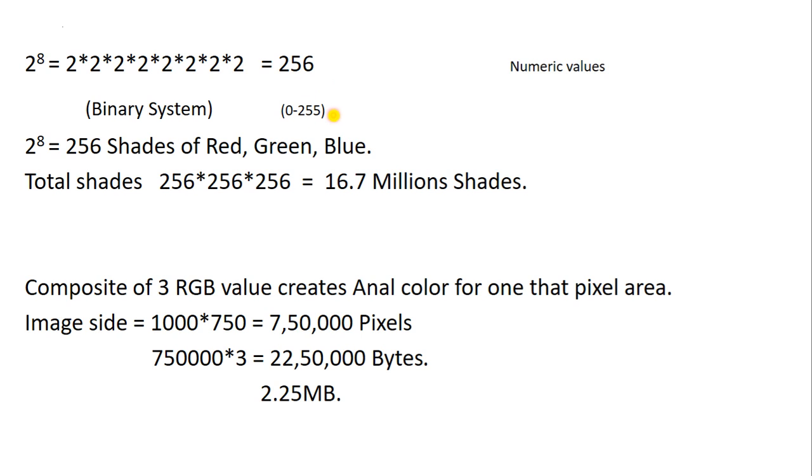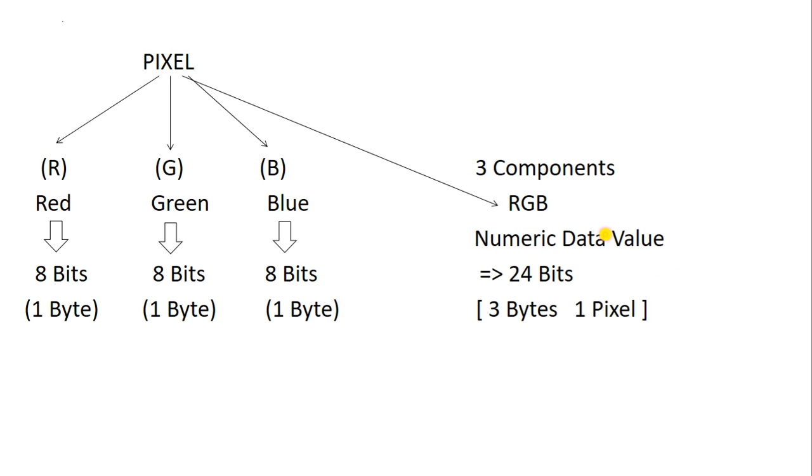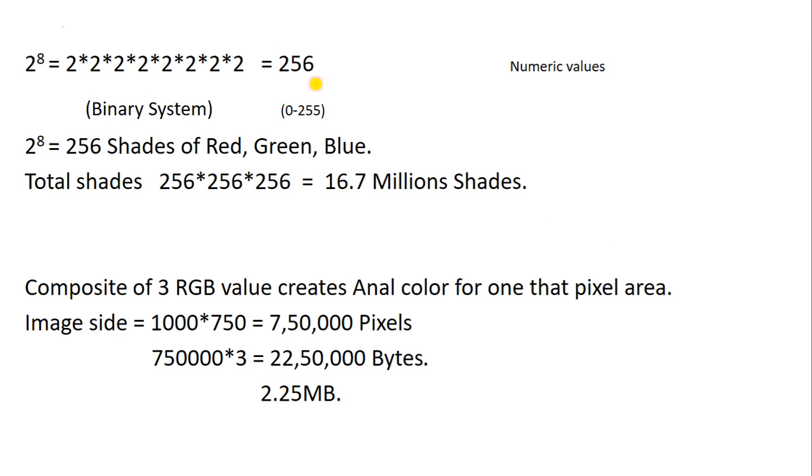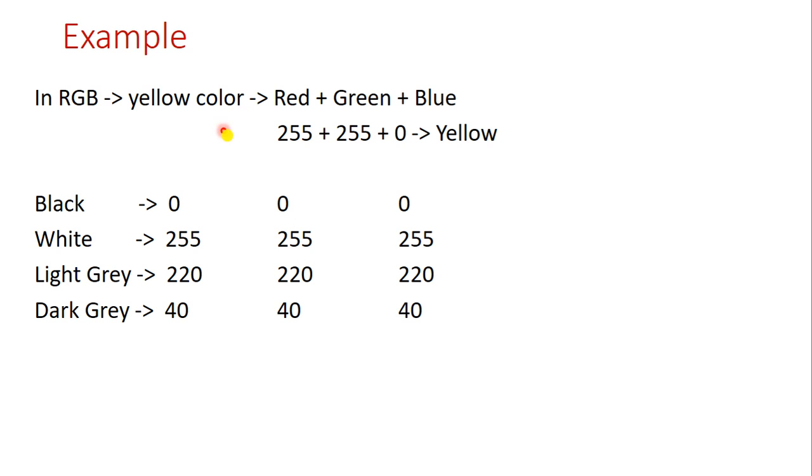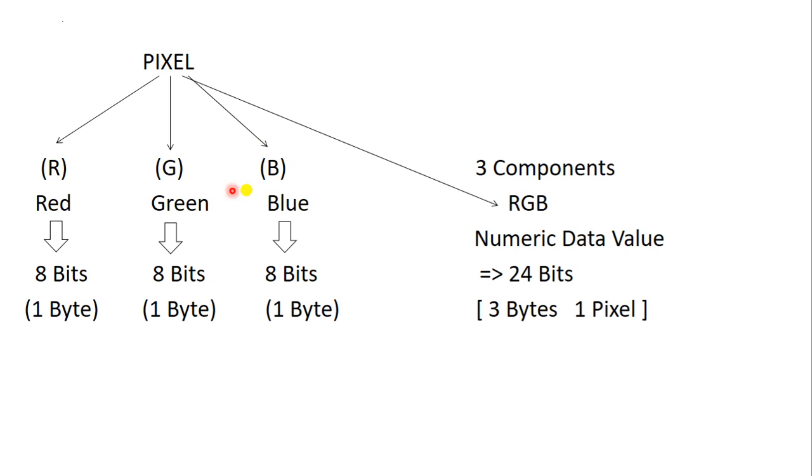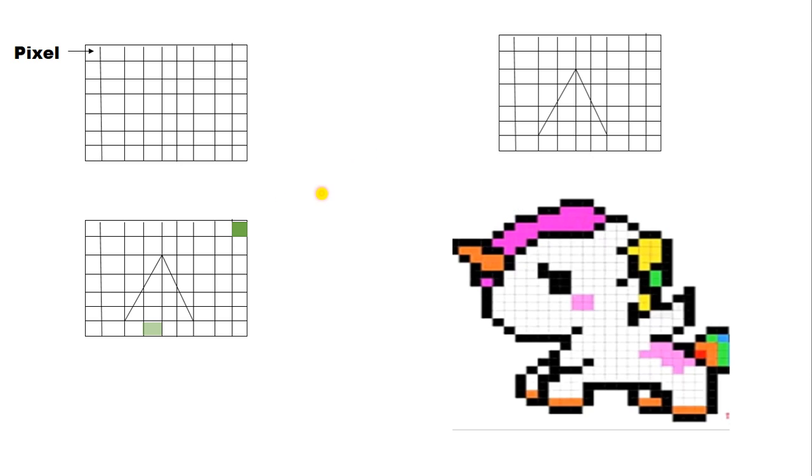So we have color shades from 0 to 255, which is a numerical data value. We put this value in each pixel, and we get different types of colors. For 256 shades each of red, green and blue, in total we get 16.7 million shades. Through this 0 to 255 numerical data value only, from the three components red, green and blue, we generate the different colors of the pixel.